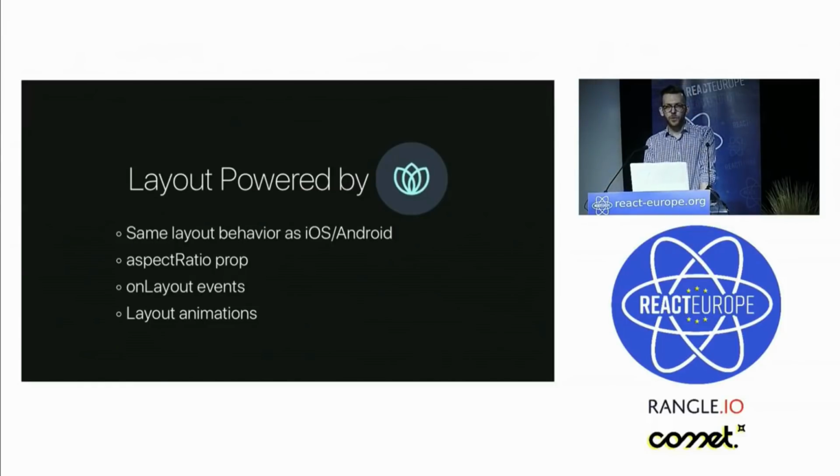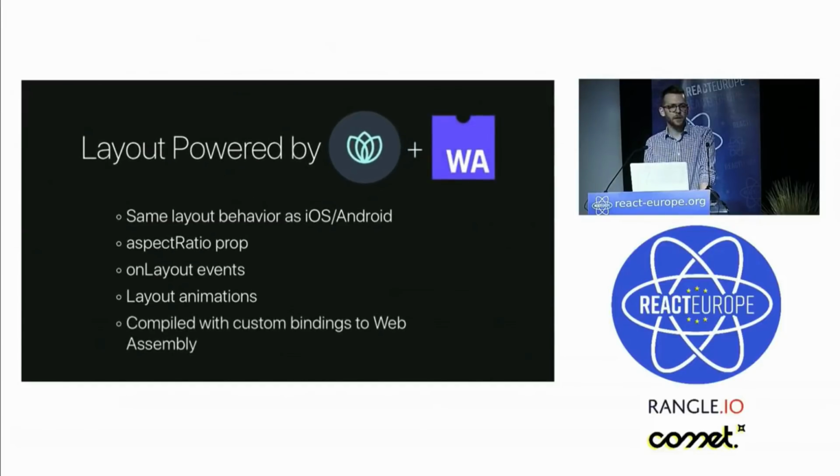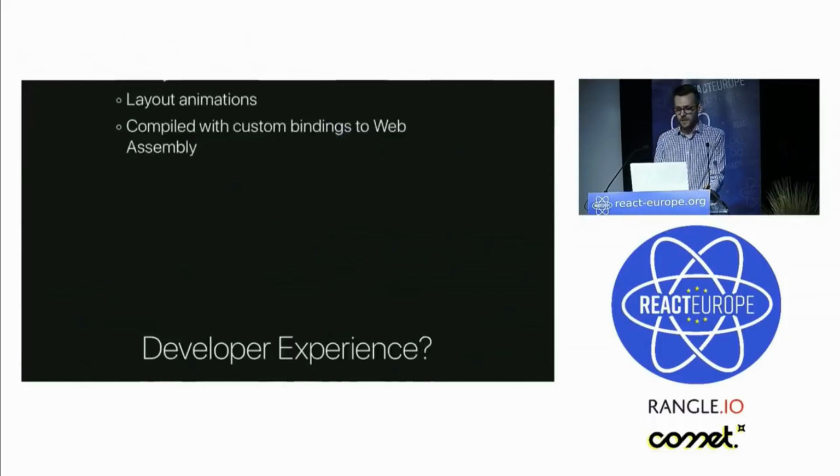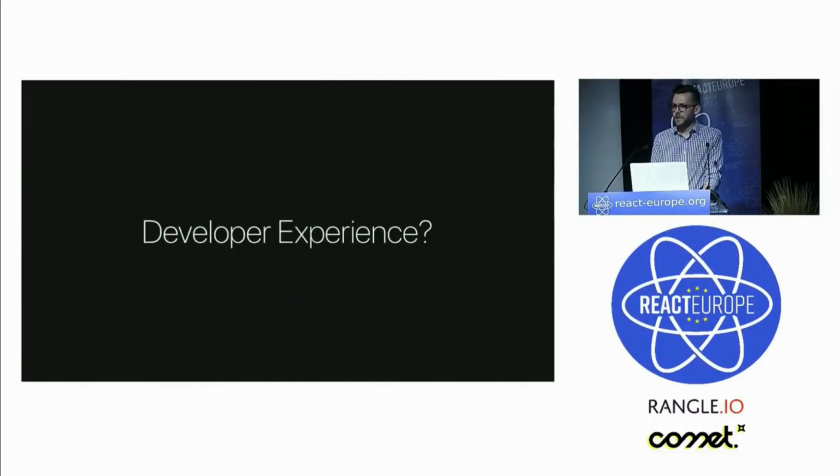And then, Yoga has ASM.js bindings, but I wanted to take it a little further. So I compiled it to WebAssembly instead, with my own custom bindings, just to squeeze. It's about half the size of the ASM.js bindings, and it's slightly faster. Why not?